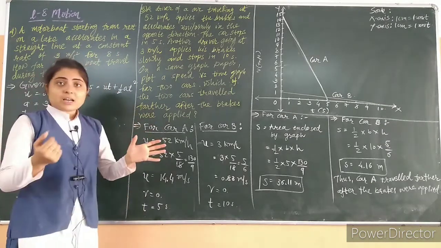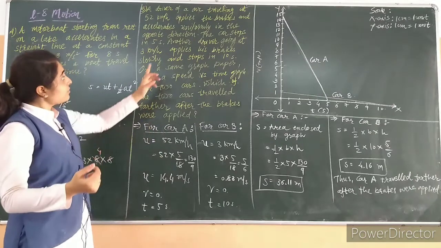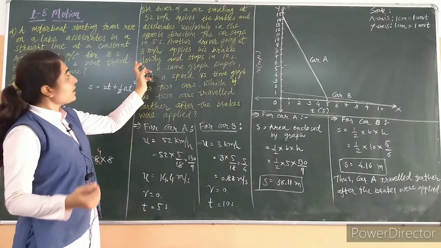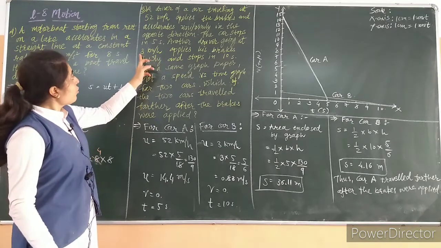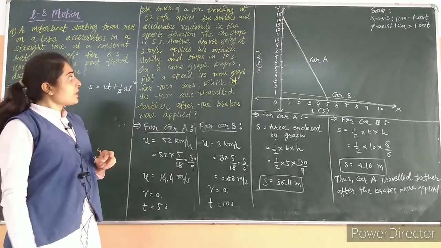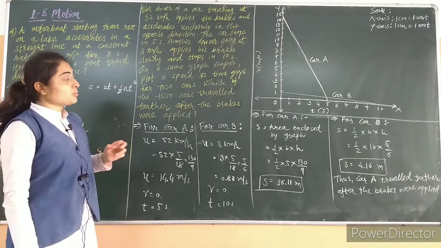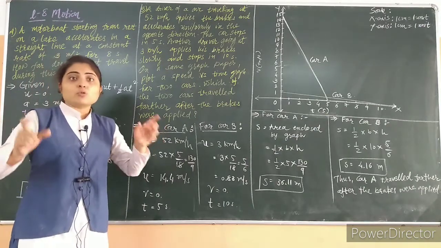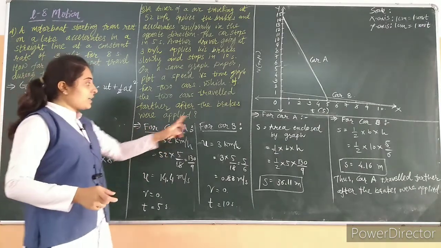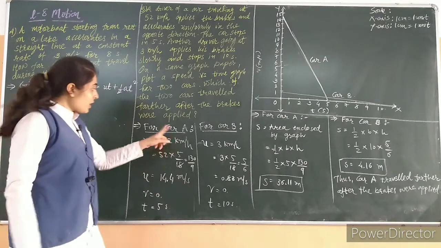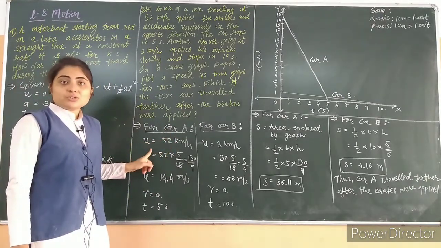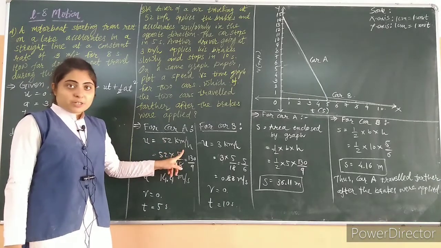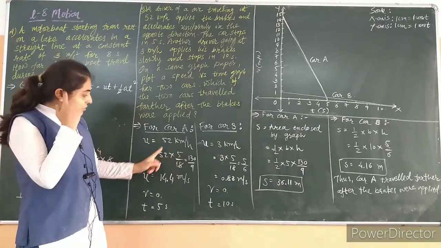The car stops in 5 seconds. So let us say the car 1 is car A and another driver going in another car at 3 km per hour applies his brake slowly and stops in 10 seconds. So here we are talking about two cars. Let us say car A and car B. For car A, it is traveling with 52 km per hour. So its initial velocity is 52 km per hour. Okay, and time is given in seconds.